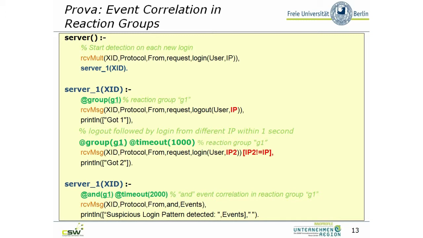So we can see this rcvMsg construct and this one belong to the same reaction group G1, and G1 is an AND reaction group, which means if a logout event is followed by a login event from a different IP in 1 second, we can conclude this is a suspicious login.